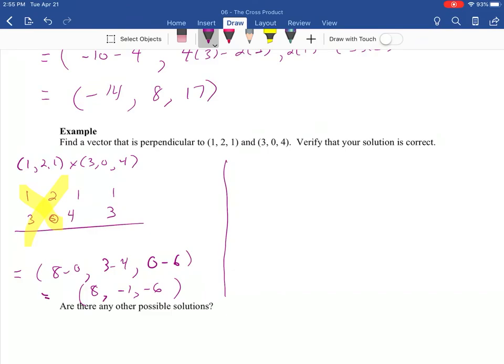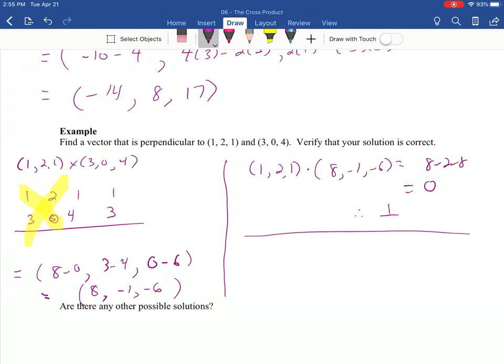Well, how are we going to verify that this is perpendicular to those two vectors? Because it's virtually impossible to picture. But we do have a weapon from 2 days ago. The dot product is exactly what's needed to test to see if something's perpendicular. What I'm going to do is take the original vector 1, 2, 1, and dot it with 8, negative 1, negative 6. And what I get here, if you don't see where I'm going with this, watch what happens. I get 8 minus 2 minus 8 equals 0. Therefore, perpendicular.